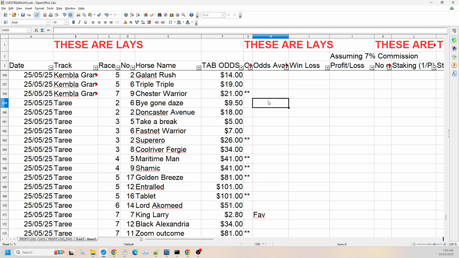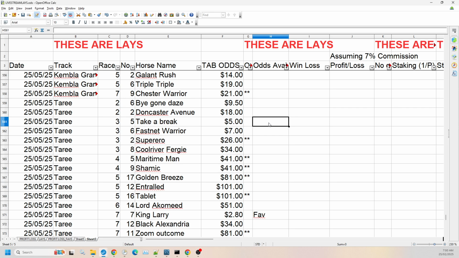Okay, next we've got Taree. So if we go through Taree, the first few races, race 2, number 6, has Bygone Days at $9.50, and race 3 has some interesting ones. Number 5, Take a Break, is at $5. Number 6, Fastnet Warrior, is at $7. And number 2, Superero, is $26, and I've got the stars on that one. I don't think it has a chance of winning.